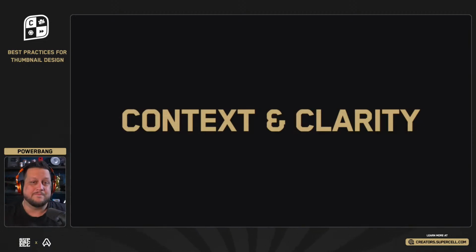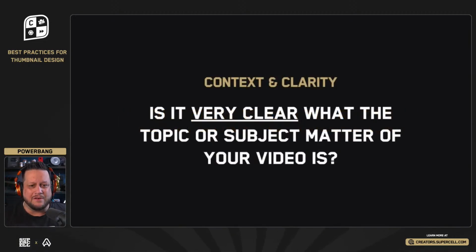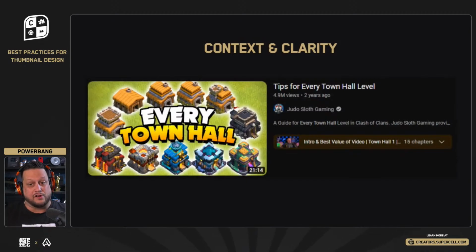So first, let's talk context and clarity, right? What does that even mean? Context is what the video is about, and clarity is how obvious it is what you're trying to convey. You want it to be very, very clear what the topic or the subject matter of your videos is. So when somebody sees your thumbnail, you want them to immediately make the connection of the message that you're trying to convey. Should be obvious, right?